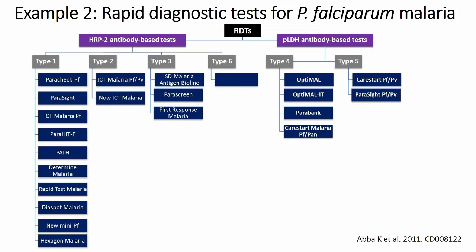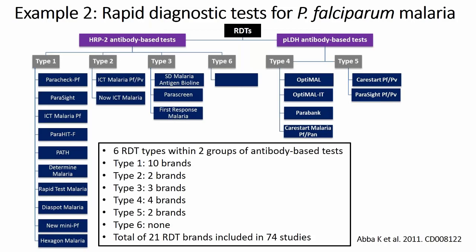And finally, we have brands, and I do apologize if you can't see that, if it's quite small on your screen, and don't worry about it. Basically, I just wanted to show that, okay, we've got brands within types. So we've got 10 type 1 brands, 2 for type 2, 3 for type 3, and there were no brands for type 6. And then we've got 4 type 4 brands and 2 type 5 brands. And altogether we have a total of 21 RDT brands and 74 studies included in this review.